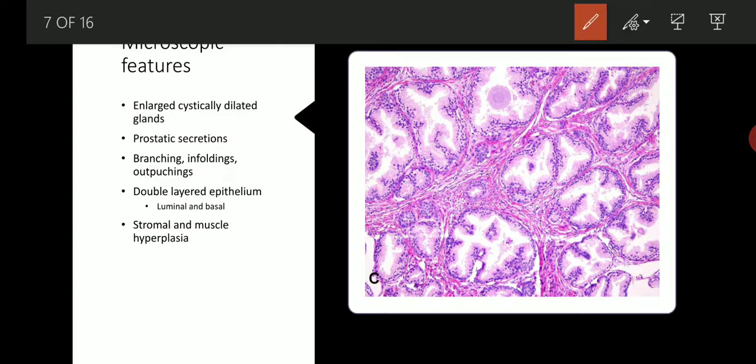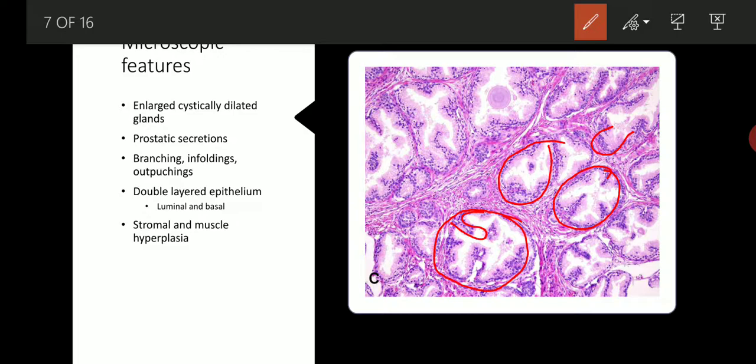If you see the prostate under microscope, in this case you will find that the number of epithelial cells and glands have increased tremendously. So is the stroma. As you can see in this picture, the glands are now large, very irregular and cystically dilated. The epithelium is thrown into infoldings like this, and at places into outpouchings. So there is epithelial infolding and outpouching.